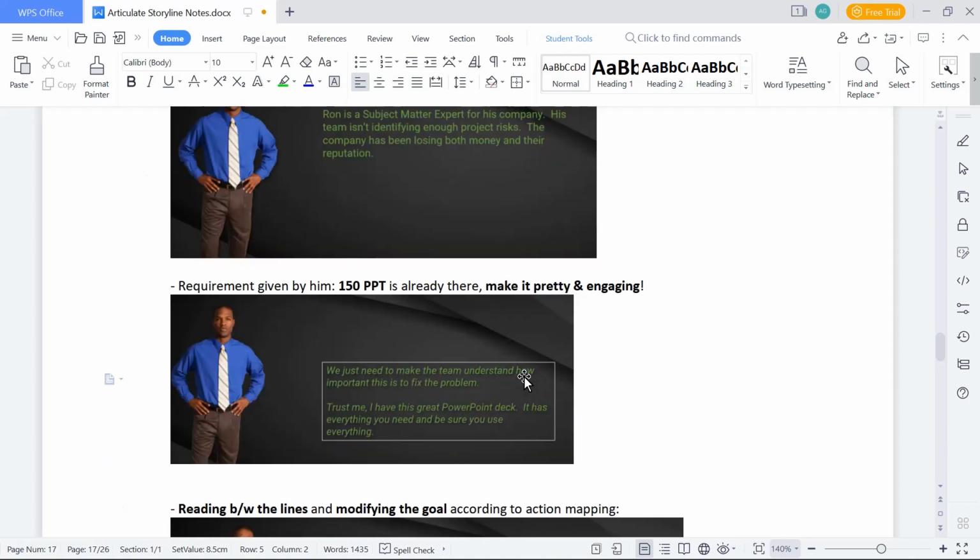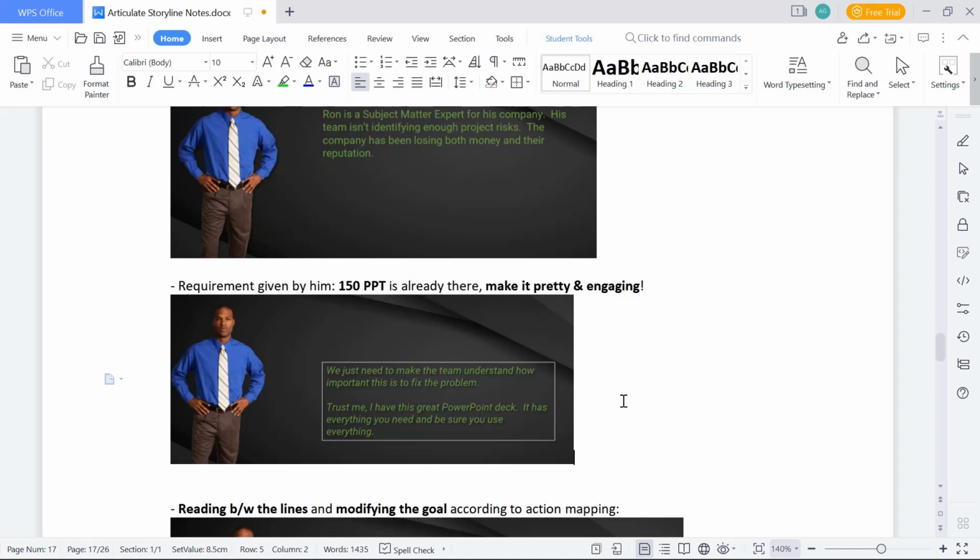So what's the solution that our subject matter expert would ideally be proposing? He already has a 150 slides PPT with him, and we just need to make it pretty and engaging. That's what the requirement is, and he is telling us that we need to make the team understand how important this is to fix the problem. And he already has a PowerPoint deck with him, and it has everything that they need to know. So what happens is it generally becomes an information dump process.